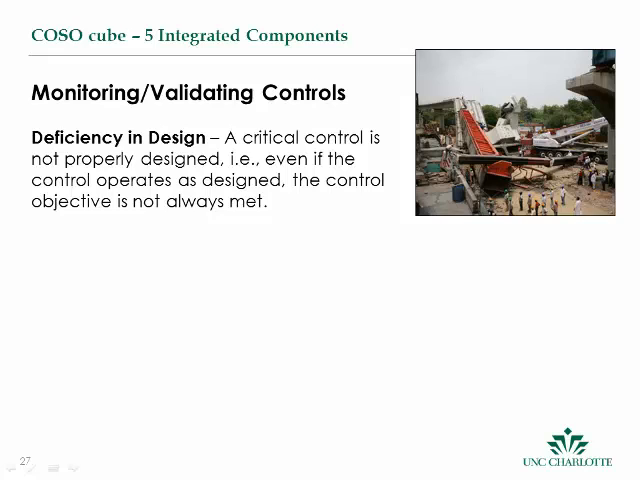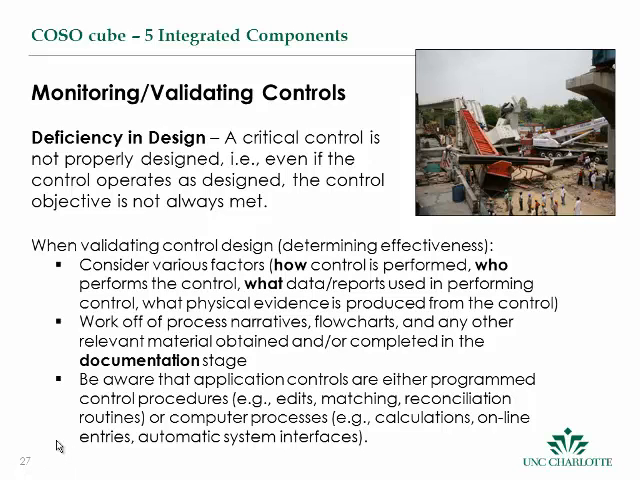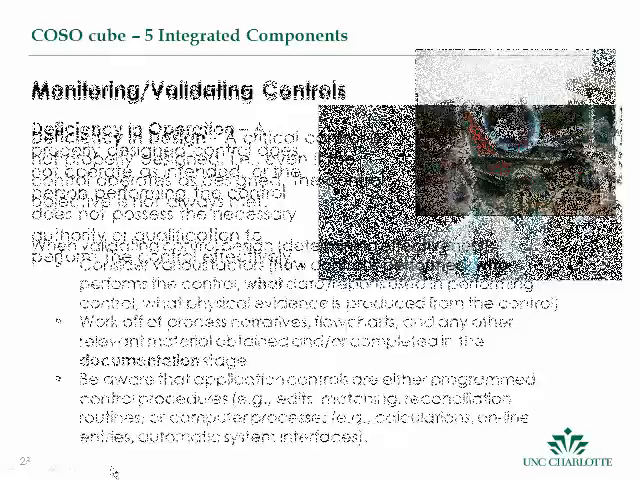Per the news report, this accident was caused by a serious deficiency in the design of the cantilever arm and the fact that the concrete did not have adequate strength, likely due to its lack of adequate curing. Thus, when validating control design, that is, determining the control's effectiveness, we should consider various factors. In this case, how is the train usually kept from derailing, who ensures that this control is in place, and what data, reports, and physical evidence were or could be used in monitoring the control. This information could be evaluated using process narratives, flowcharts, and any other documentation.